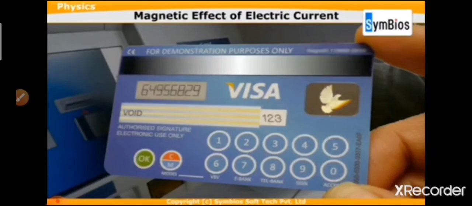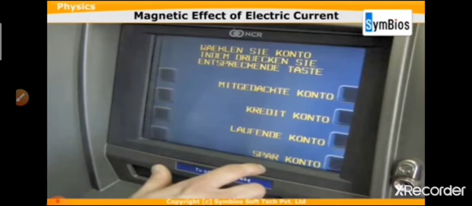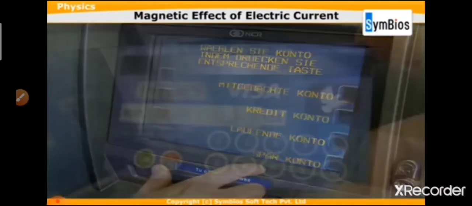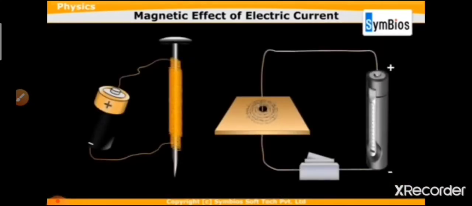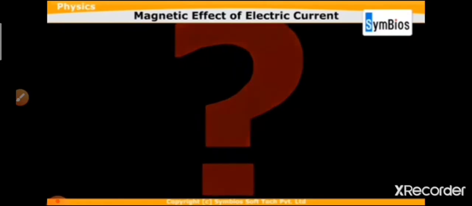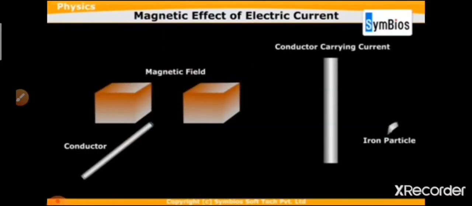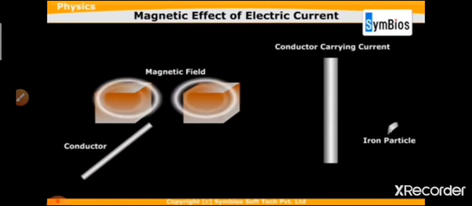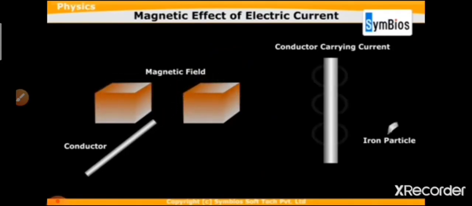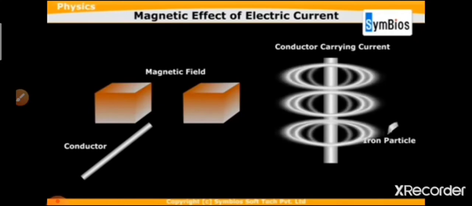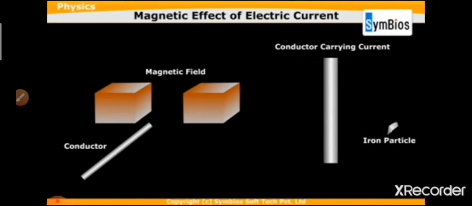So in this lesson we have learned the concept of the magnetic field of electric current. Now I have some questions for you to think about. What happens when a conductor moves in a magnetic field? If electric current has some magnetic effect, why does it not attract a piece of iron? Find the answer yourself.